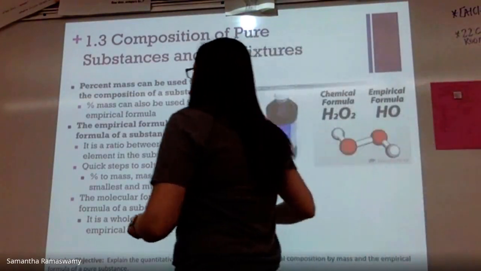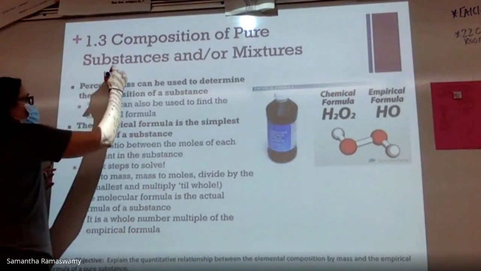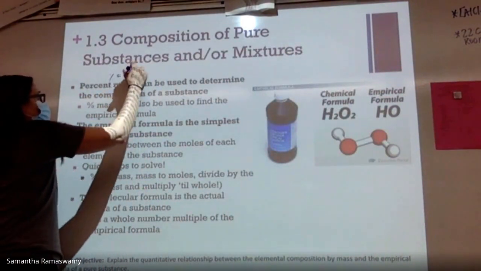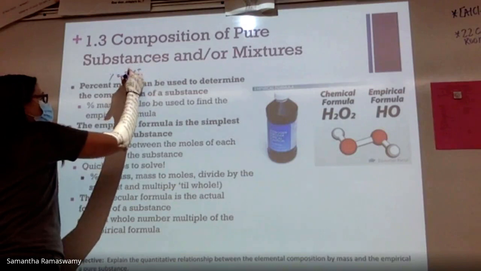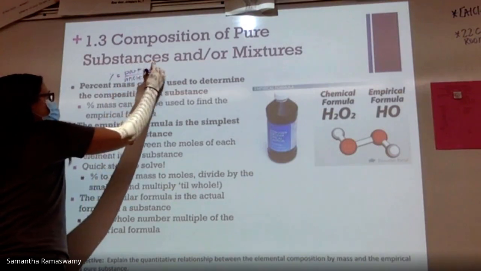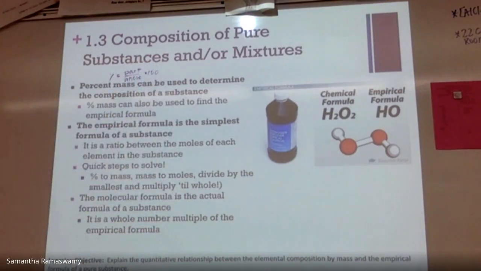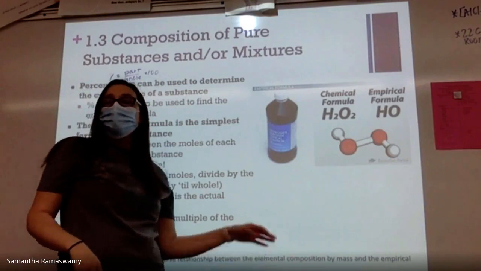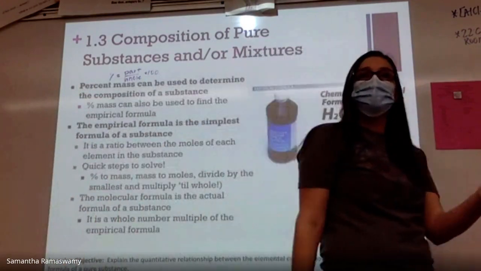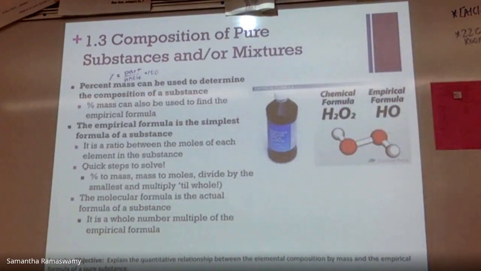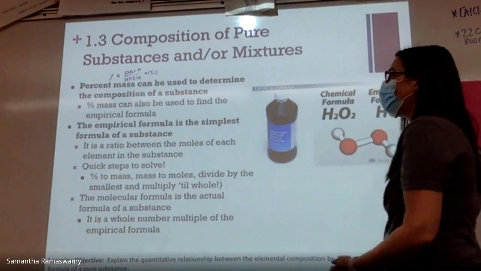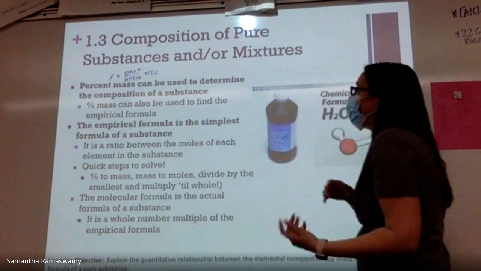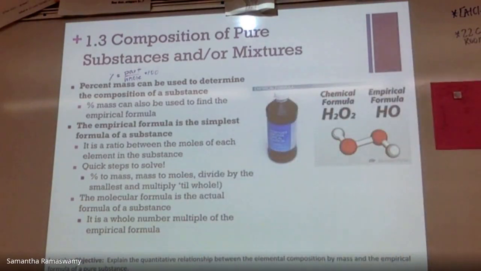Percent by mass. You want to calculate the percent by mass of something. That's part over whole times 100. So if you want to know what percent of carbon dioxide is carbon, you take the mass of carbon that's in CO2 and divide by the total mass of CO2. Multiply by 100 because it's a percent. So percent by mass is one way that we can determine the composition of a substance.